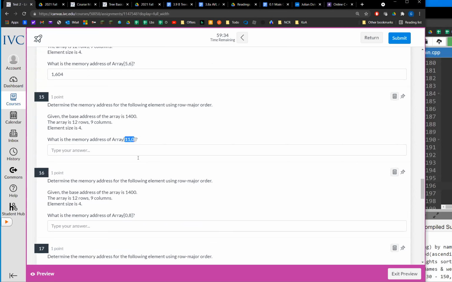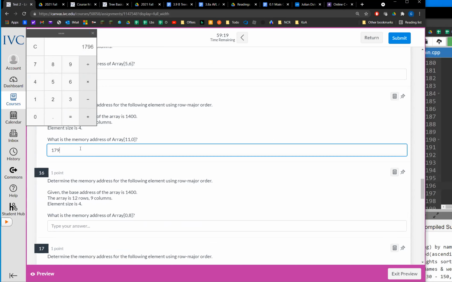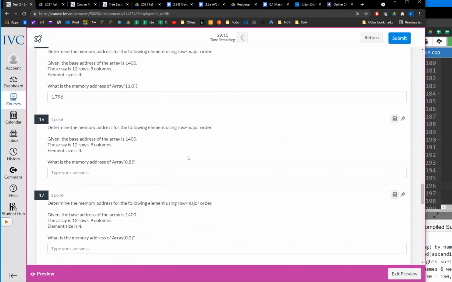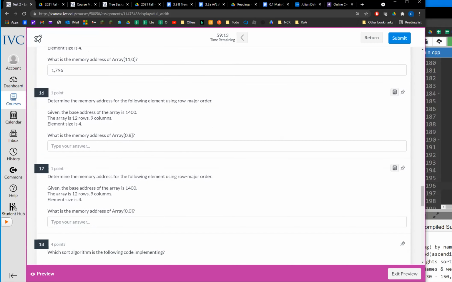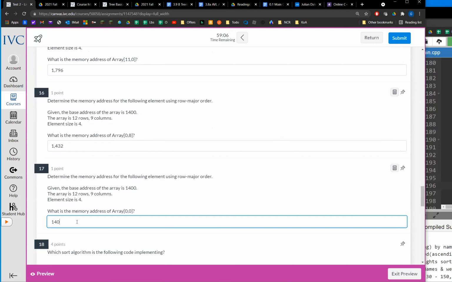11, 0. All right, so 11 rows, each of which is 9 wide, 4 bytes per element, plus our base address. 1796. And we can double check our numbers in a second here. 0, 8, that's just plus 32, so 14. 32, and the first address is the same as the base address.